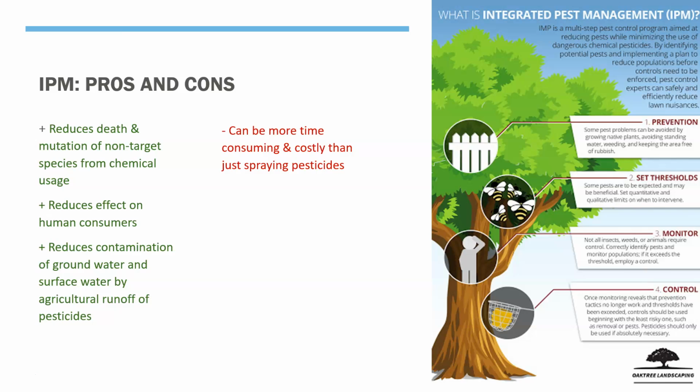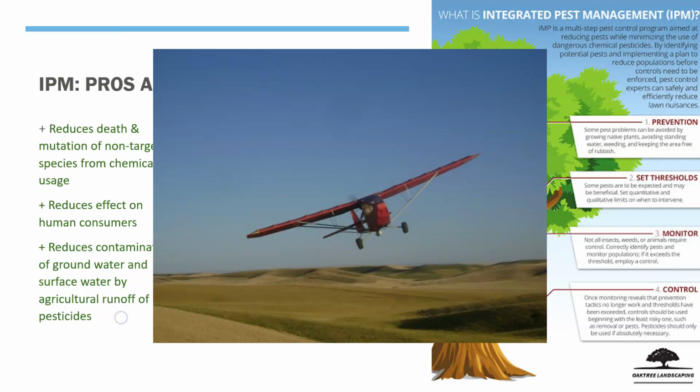So a con of an IPM program is that it can be more time consuming and costly than just spraying pesticides. So here's an example. This is my friend in their plane over their wheat fields. You could just use a crop duster, spray your pesticides, and be done with it. So having to research the life cycle of your pests, the type of pests, all the different ways that you can interrupt their life cycle rather than just buying the correct pesticide can be costly and time consuming.